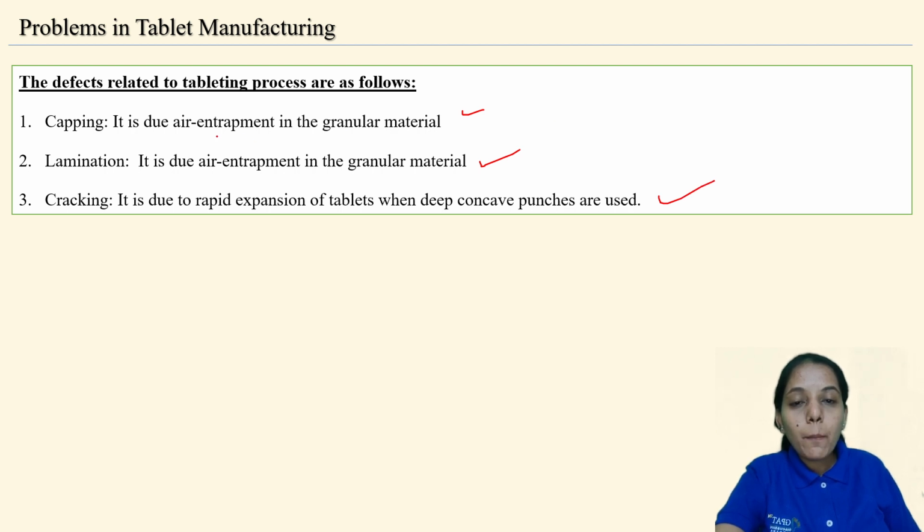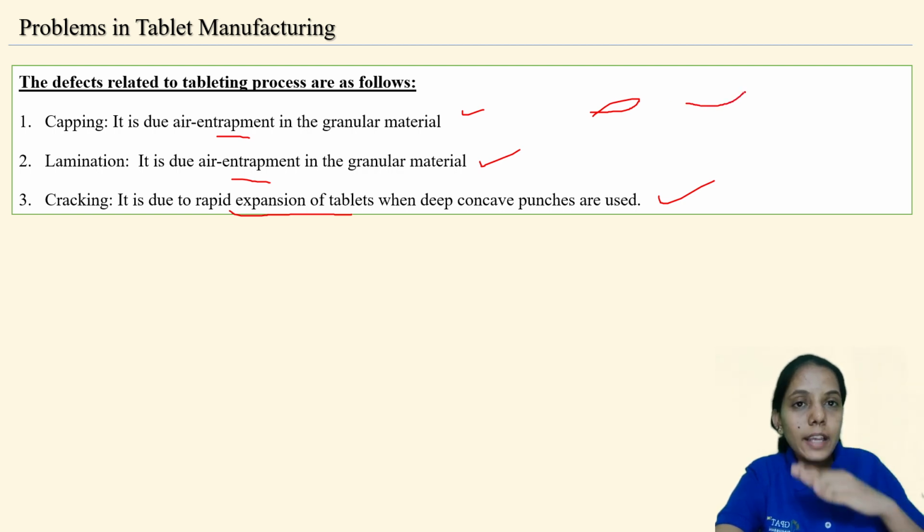Capping is due to entrapment of the air in the granule material. Lamination is also the air entrapment only. Cracking is due to rapid expansion of the tablets when deep concave punches are used. This is a convex structure. Bulging means convex, and the steeper like this, it will be a concave structure. So when deep concave punches are used, if the rapid expansion of tablets takes place, then the cracking occurs.